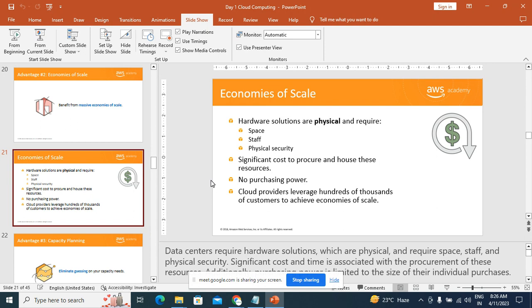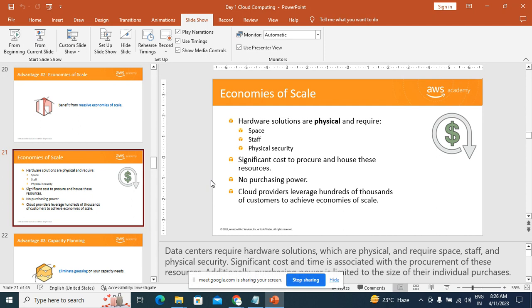So here we are discussing AWS. AWS will look after your space, staff, and security. Significant cost to procure and house these resources. So we need not spend any cost to procure these resources and handle them at your place. All these things are done by AWS only.